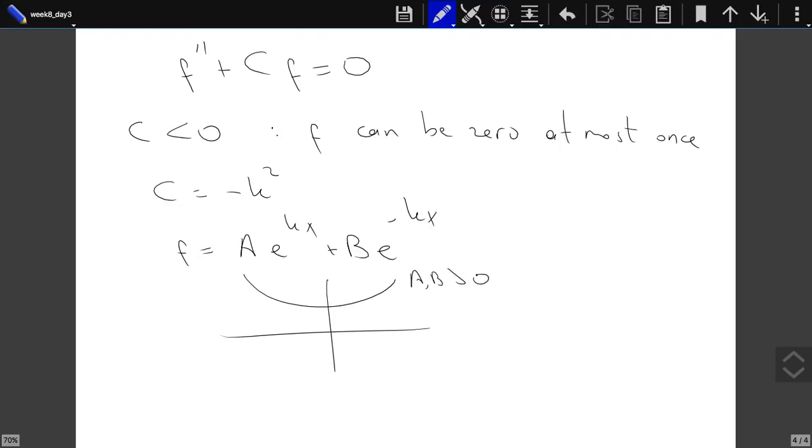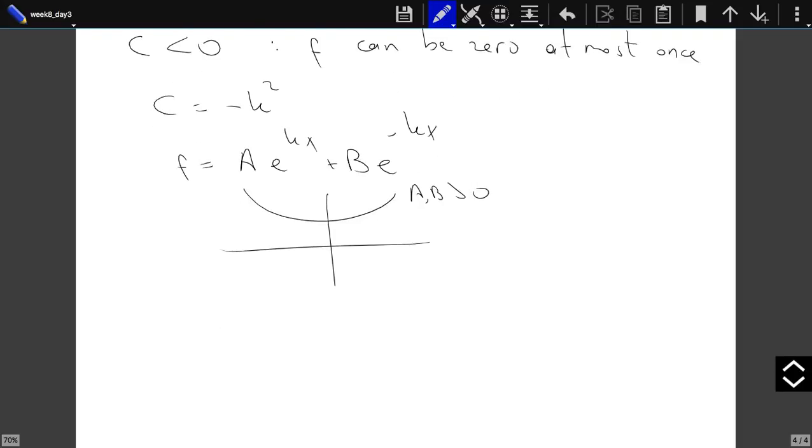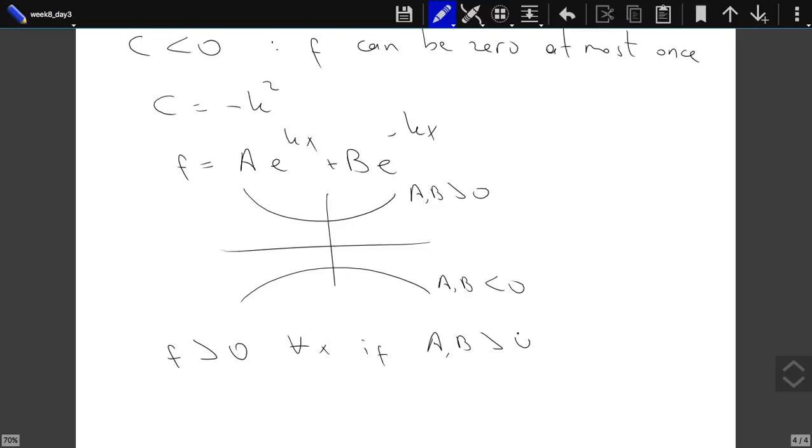A and b, they can both be negative. The exponents are always positive, so the sum will always be negative. It will look like this. So f is larger than 0 for all x if a and b are larger than 0. F is less than 0 for all x if a and b are less than 0.